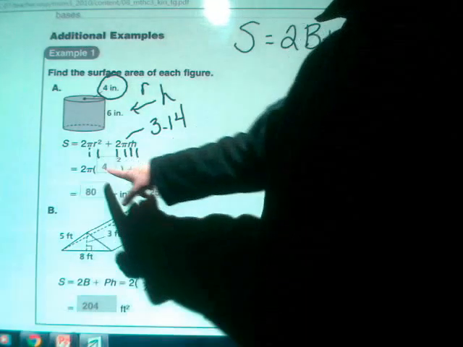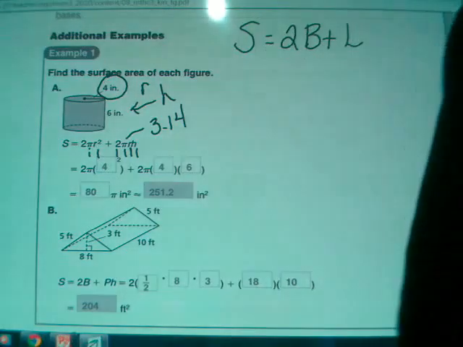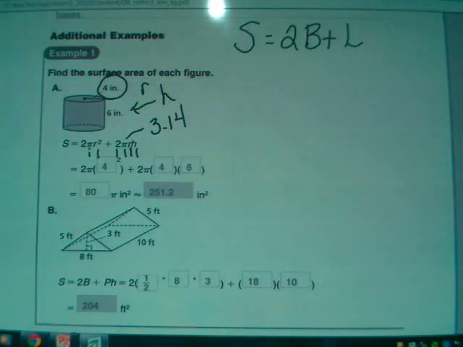This type of answer here is not necessarily needed unless they specifically ask for it. However, I think you are going to see that this year on the I-STEP testing and perhaps in some book questions as well. But that's all it is. It's the step before changing it to 3.14.